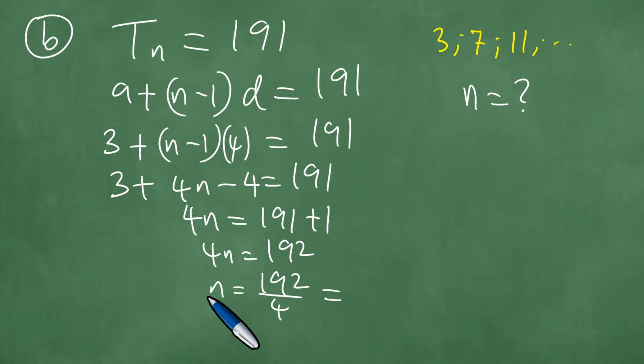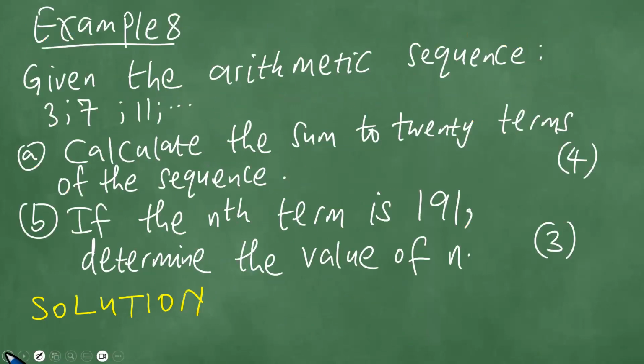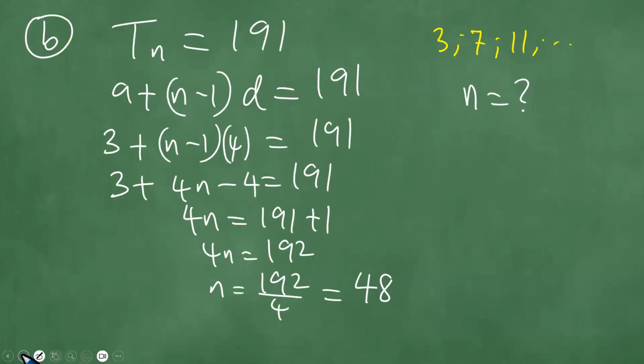Well done. I trust you there. It's exactly 48. Because now the question was, at this point, what were we supposed to do? If the nth term is 191, determine the value of n. We got the value of n, hence n equals 48. And this is the value of n.